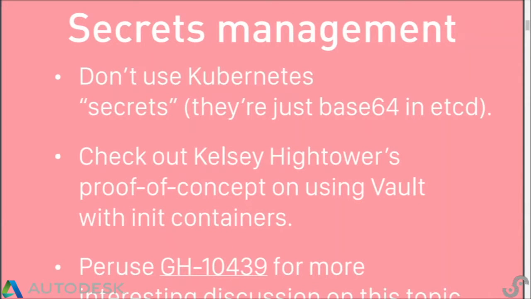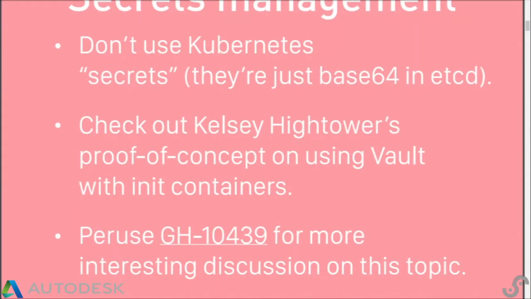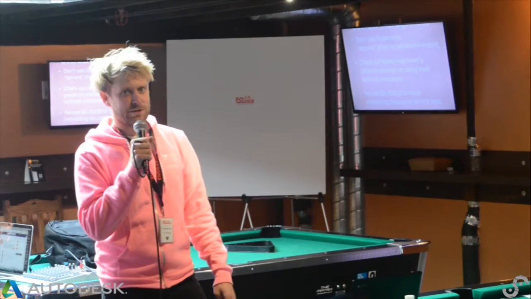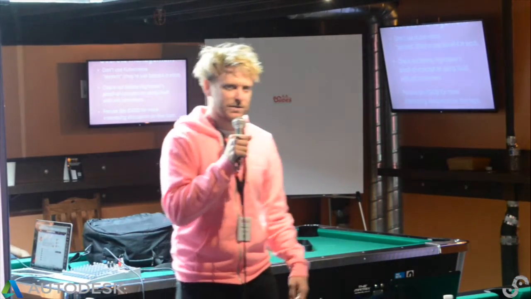The thing I will say is don't use Kubernetes secrets. They're not secret. They're just base64. Not great. Definitely check out Kelsey Hightower's proof of concept on using Vault with init containers as a cool way of doing that without any modification of Kubernetes itself. And then there's some really great discussion. That's a huge, many response long thread on a GitHub issue with discussion about how to improve Kubernetes secrets in the future.